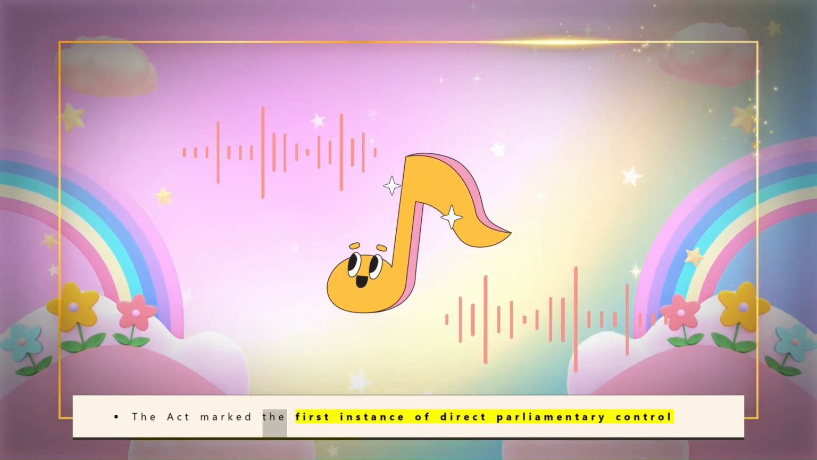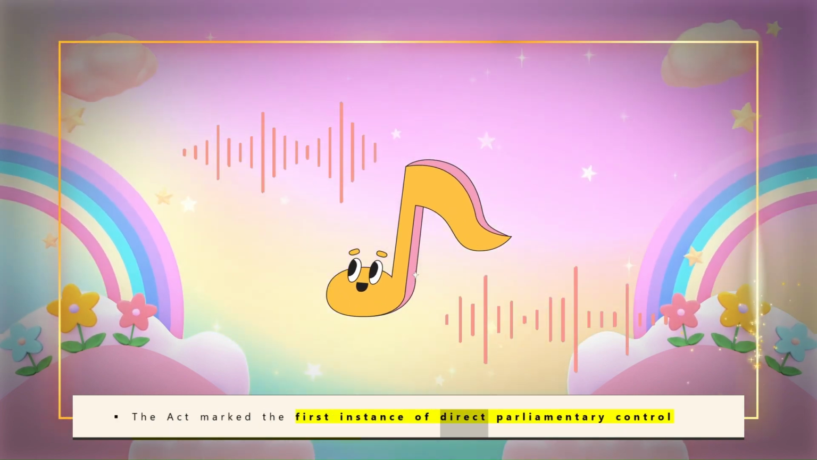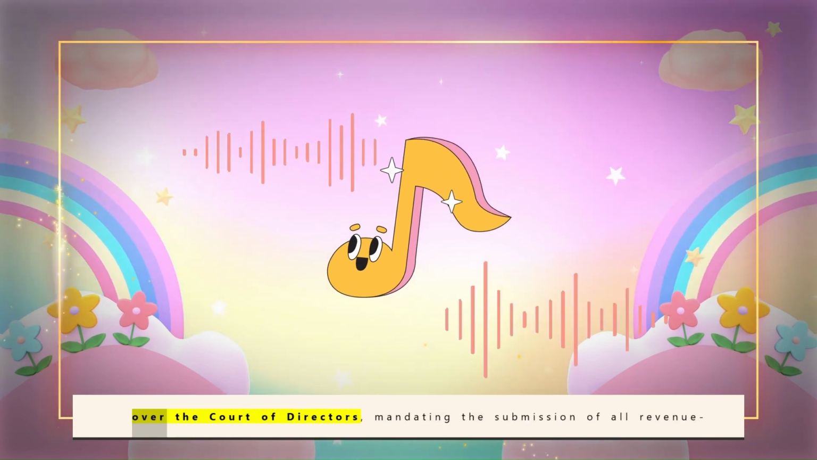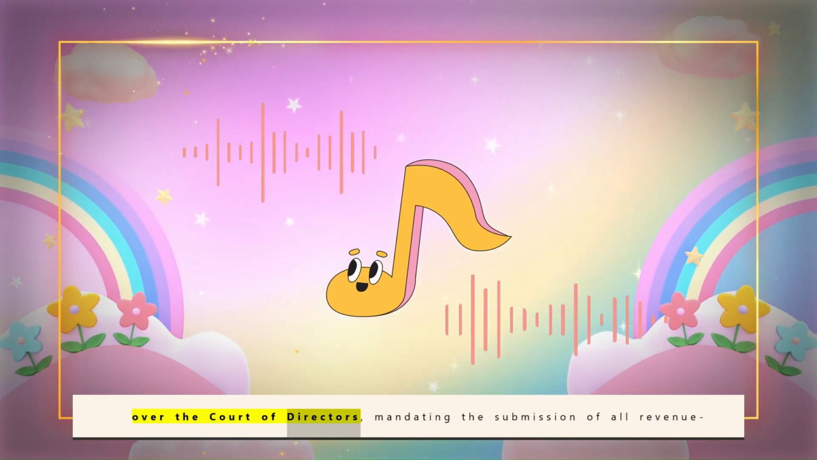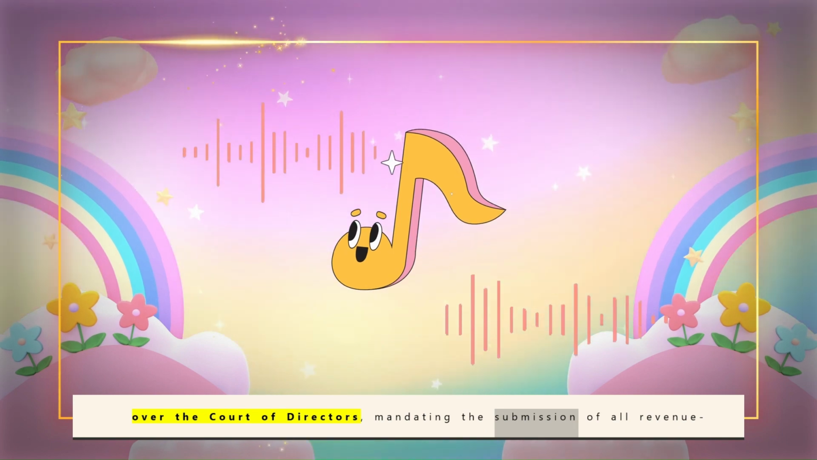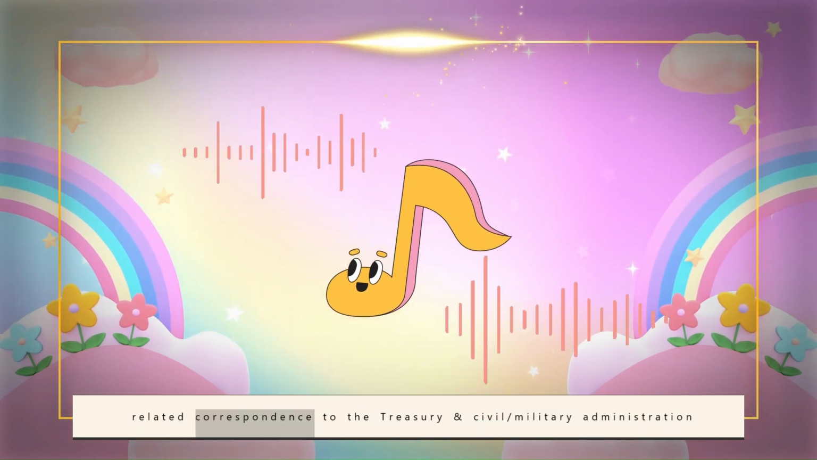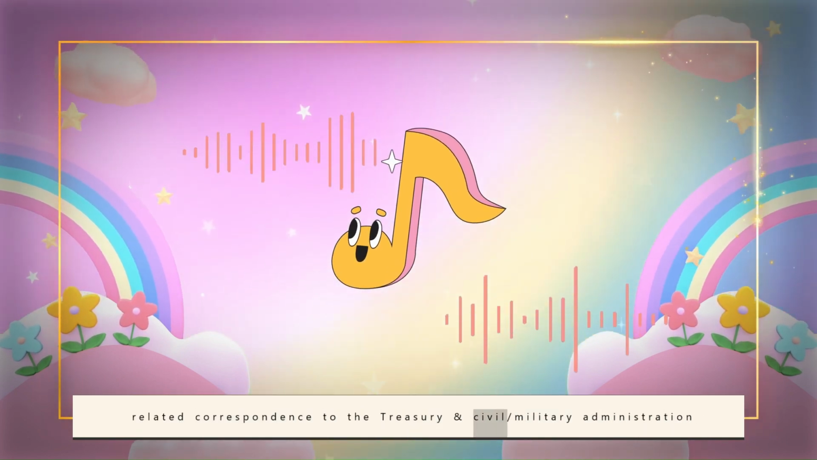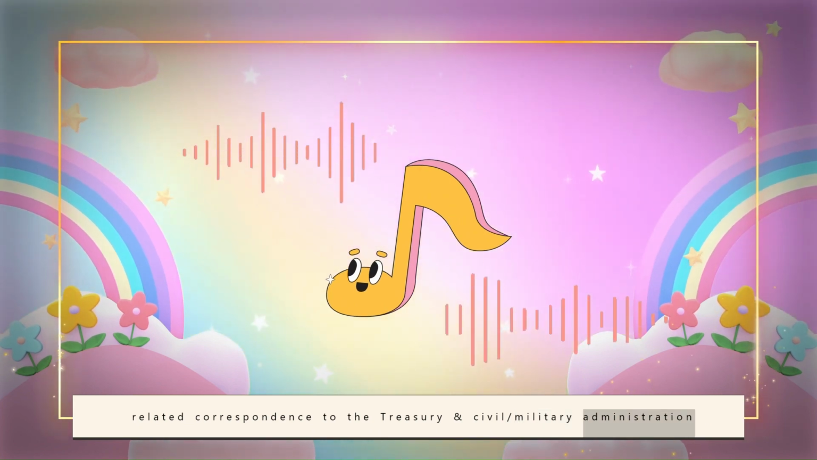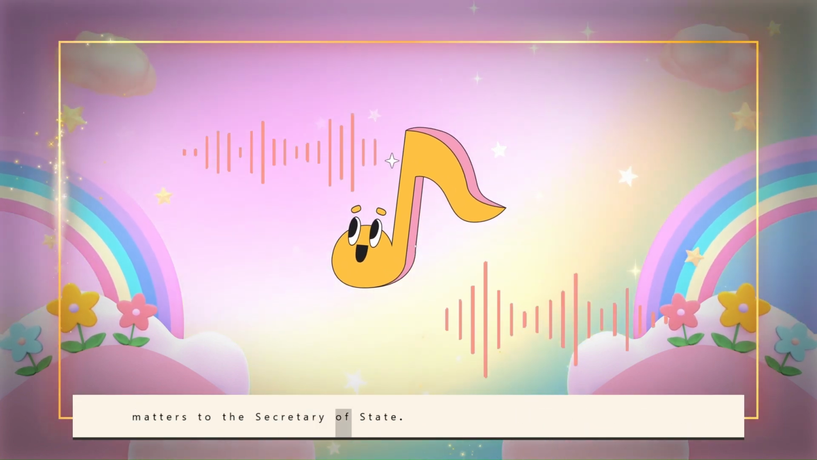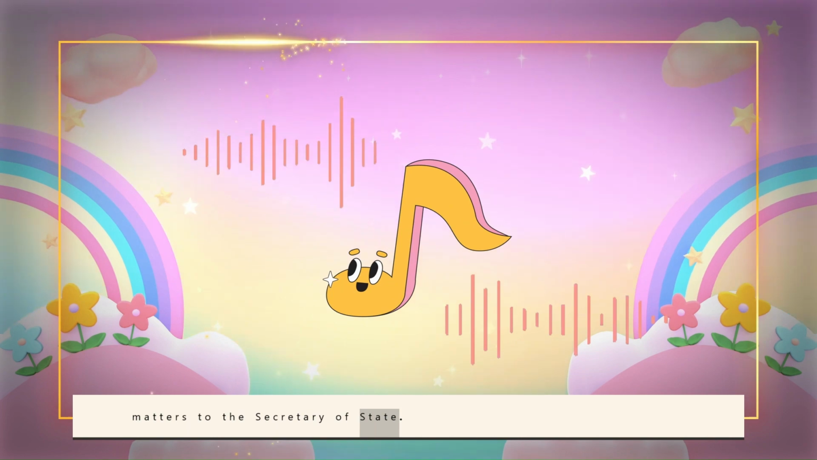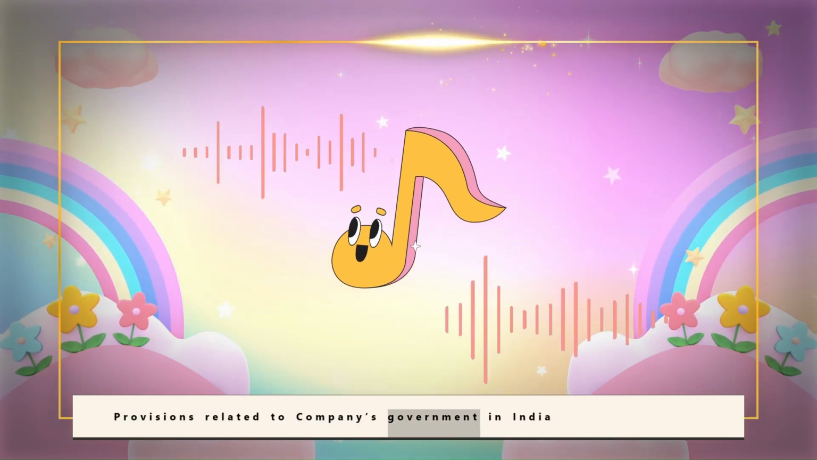The Act marked the first instance of direct parliamentary control over the Court of Directors, mandating the submission of all revenue-related correspondence to the Treasury and civil-military administration matters to the Secretary of State. Provisions related to the company's government in India.